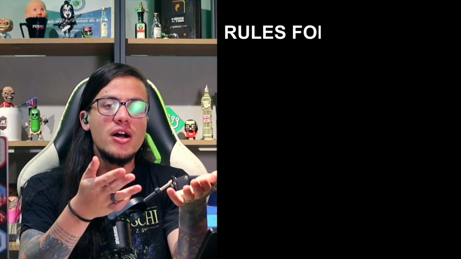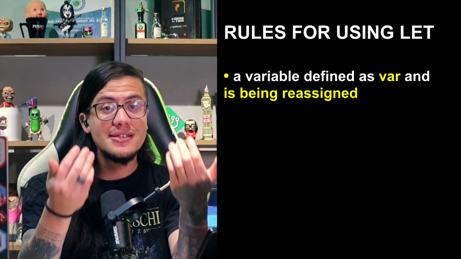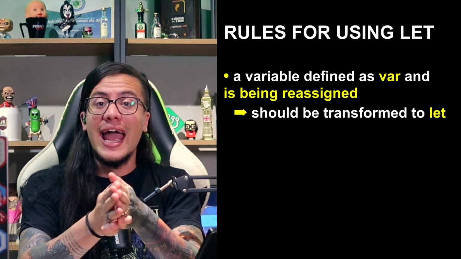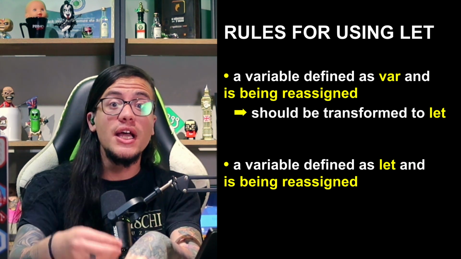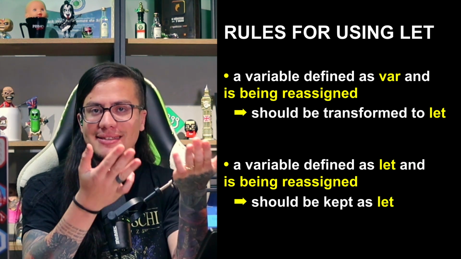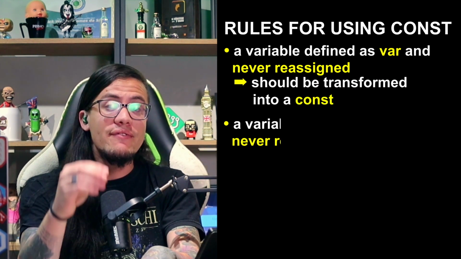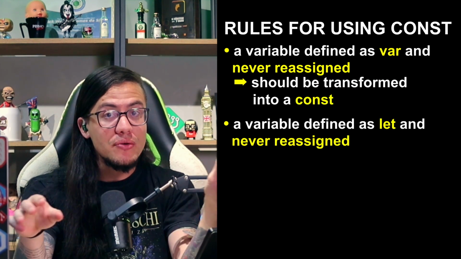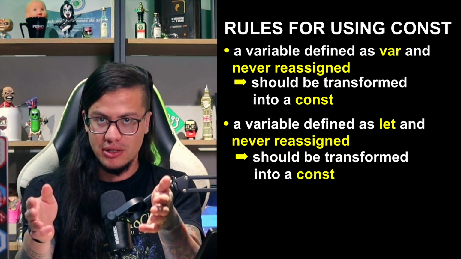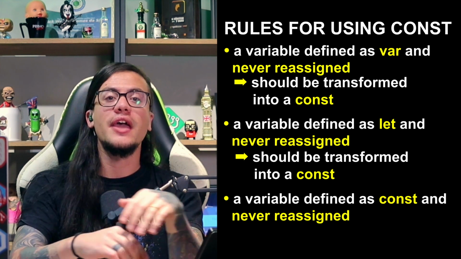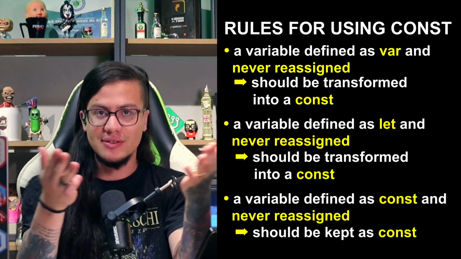Let's recap the requirements for replacing variable definitions. So, rules for using let. Having a variable defined as var and it's being reassigned should be transformed to let. Having a variable defined as let and it's being reassigned should be kept as let. And some rules for using const. Having a variable defined as var and never reassigned should be transformed into a const. Having a variable defined as let and never reassigned should be transformed into a const. Having a variable defined as const and never reassigned should be kept as const. All right, let's jump to the demonstration then.